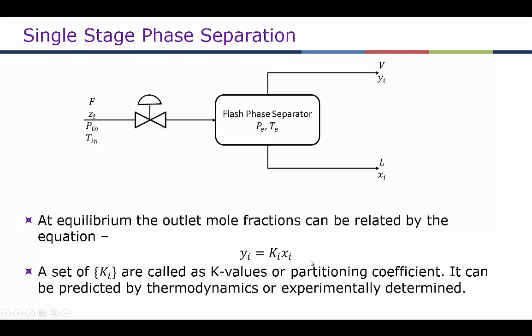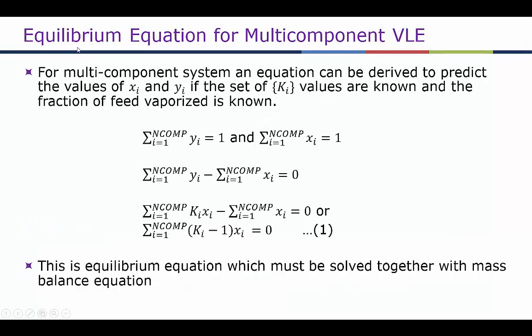We should be able to calculate the composition of both the gas phase and the liquid phase if we know the conditions. So to calculate that, we look at the multi-component system now, and we know in the gas phase the sum of all the components will be equal to 1, and we know in the liquid phase the sum of all the component mole fractions will be equal to 1. So if we subtract these two, we should get 0. 1 minus 1 should be 0.